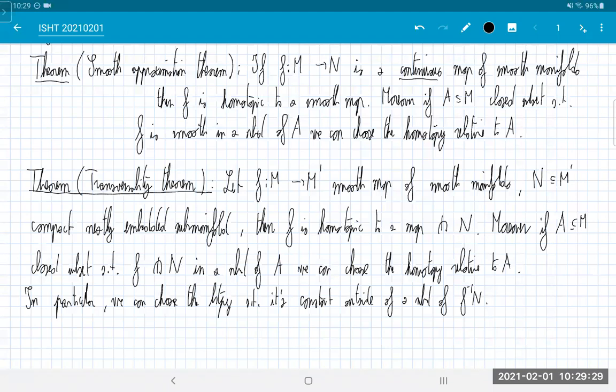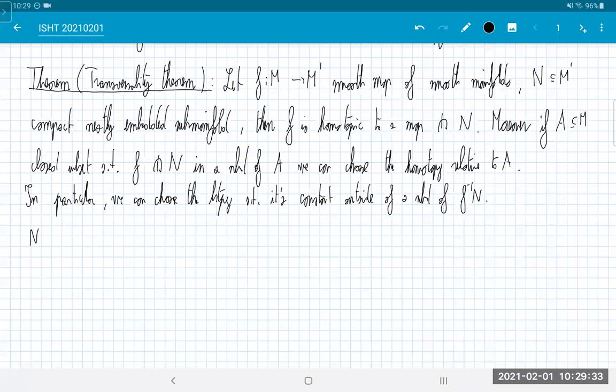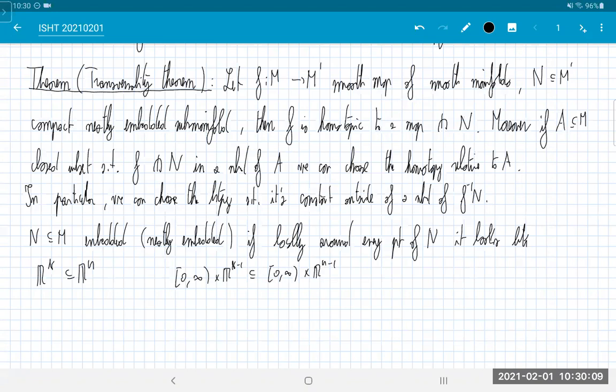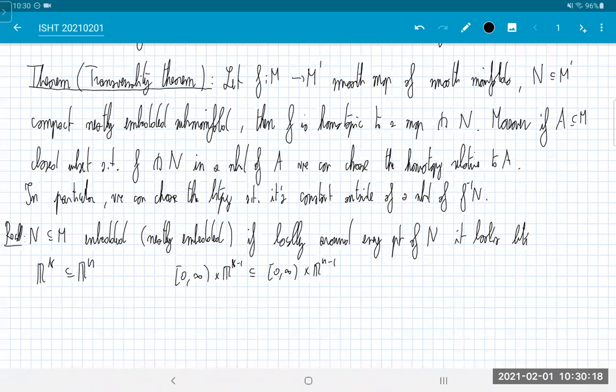Can you recall again what an embedded submanifold was? A submanifold is embedded, or neatly embedded, I guess, in the case where they have boundary, if locally around every point of N, it looks like either R^k inside R^n, or [0,∞) times R^(k-1) inside [0,∞) times R^(n-1), depending on whether the point is a boundary point or an interior point, so x is in the interior of N, or x is in the boundary of N.